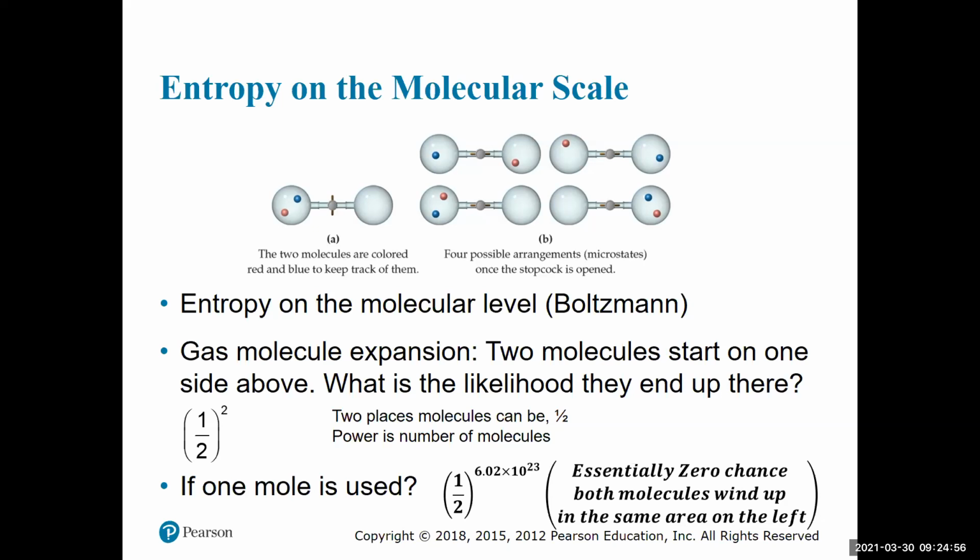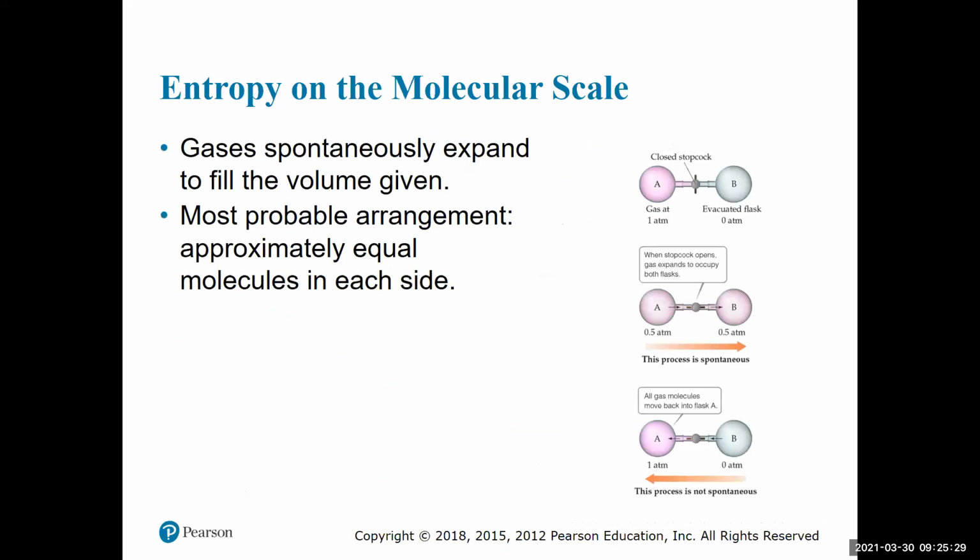So what this is saying is that you essentially have 0 chance of it all winding up on the left-hand side. And this is where this stuff gets really complicated. This is where there's a guy named Boltzmann, and we'll talk about some Boltzmann stuff in a moment. He did a bunch of math to figure out and explain some of this, because it's pretty easy to see when you just have 2 molecules, but in reality, you're usually not too concerned about just 2 molecules.